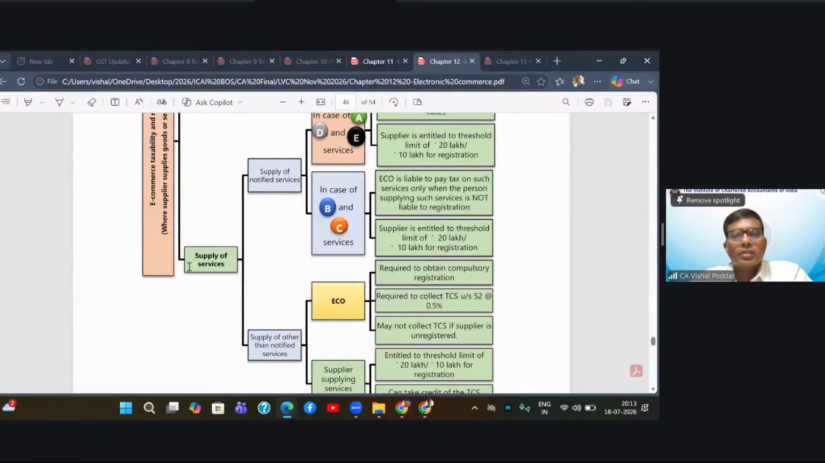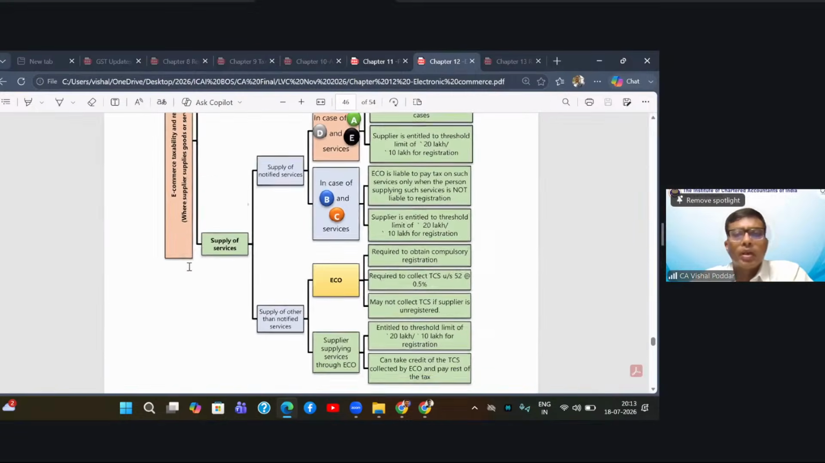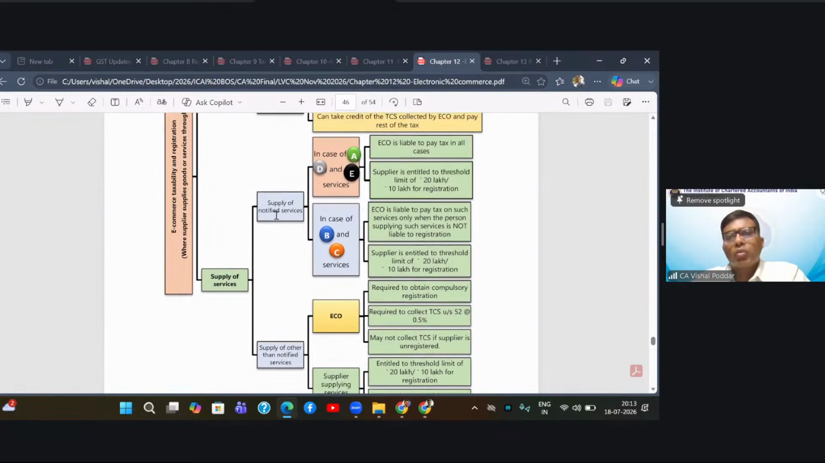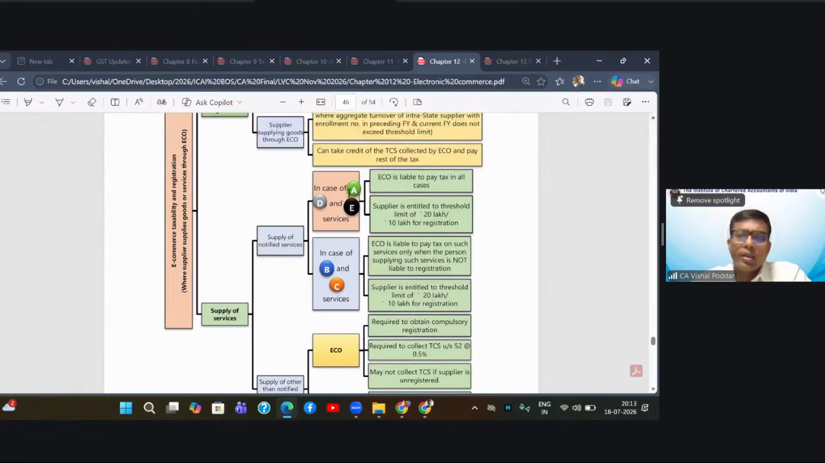Second part is wherever there is supply of service. Within supply of service, two possibilities: whether the services are notified services, notified for the purpose of section 9(5), or they are other than notified. If they are notified services, then in case of the notified services A, D and E, the ECO is liable to pay tax in all cases, whereas in case of B and C, the ECO is liable to pay tax on such services only where the person supplying such services is not liable for registration. So we'll see what is this A, B, C, D, E.